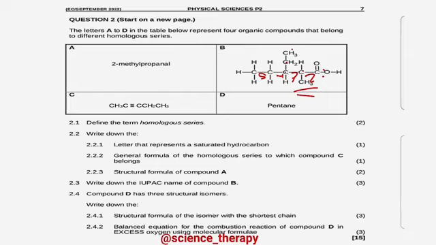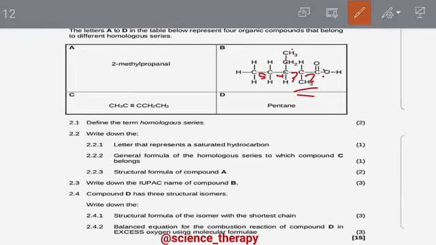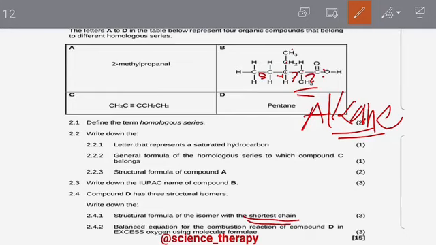Then it goes 2.4. Compound D has 3 structural isomers. Now compound D, remember, is an alkane, and then we know the structural isomers of alkanes most of the time are your chain isomers. But then let's read. It says write down the structural formula of the isomer with the shortest chain. So that confirms that we are dealing with chain isomers.